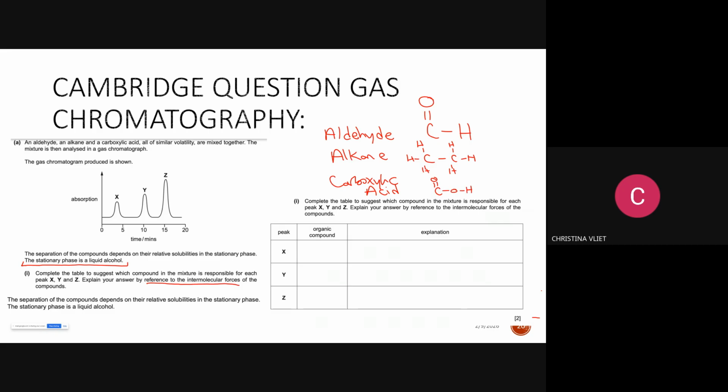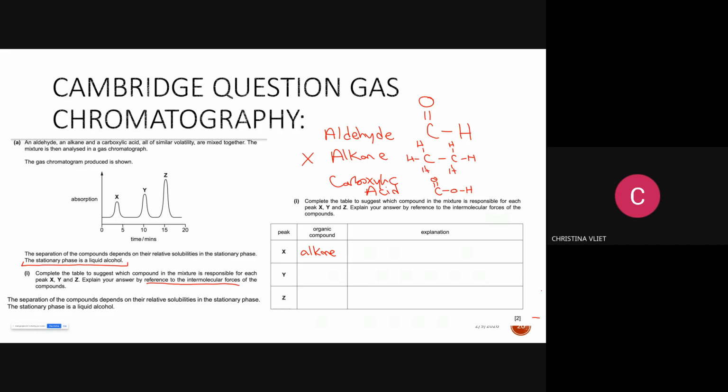All right. So the question is, which of these would stay back the longest and which would come out first? The way this works is the lower the time, the faster it comes out. So what would be X? What would come out the fastest? The alkane. So here the organic compound would be the alkane. And what would the reason be? The alkane is the least polar, which means it would be the least soluble in the alcohol. So it would go with the carrier gas fastest.